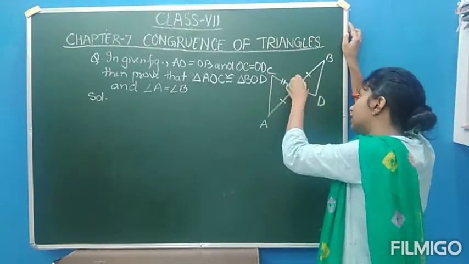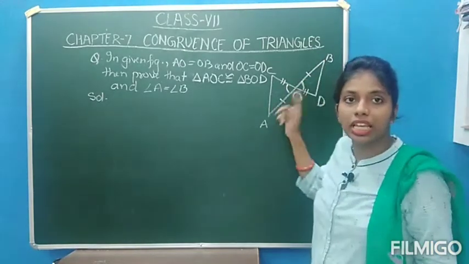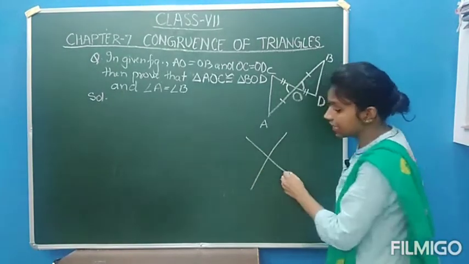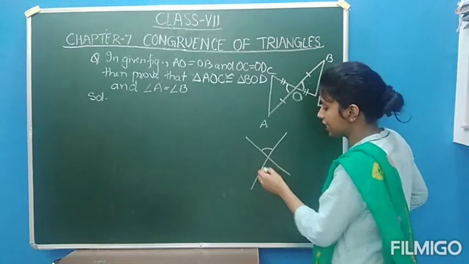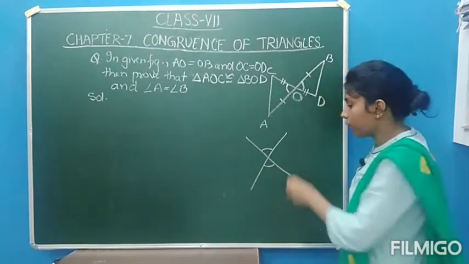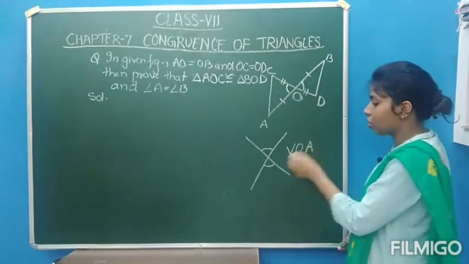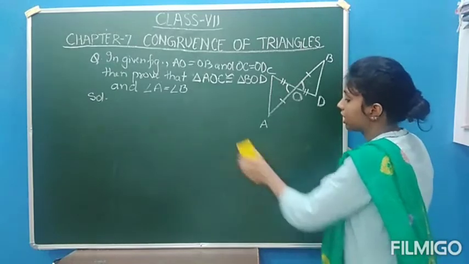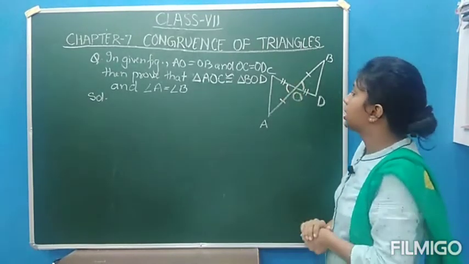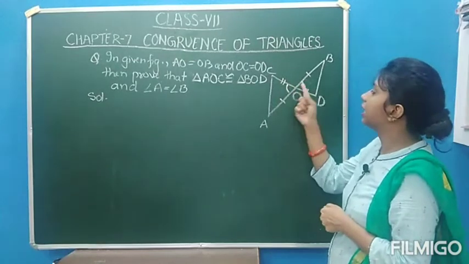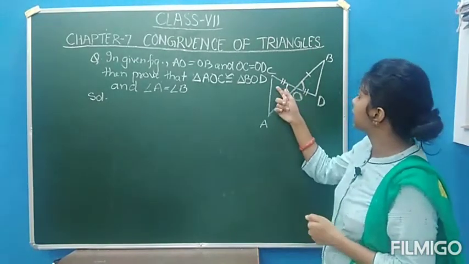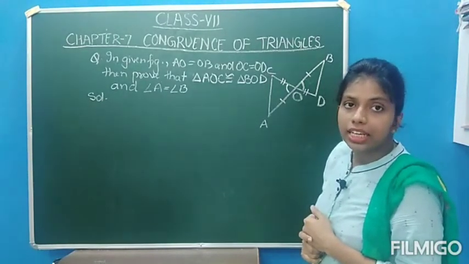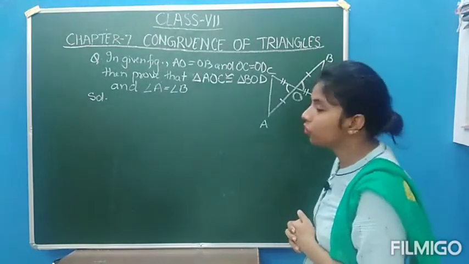Why? Can you tell me why these two angles are equal? Because they are vertically opposite angles. All of you know that if two lines intersect each other, then this angle is equal to this. How? By vertically opposite angles. So we can say they are equal by vertically opposite angles. So now we have two sides and the angle included between them. So we can say this triangle is congruent to this by the criteria SAS.